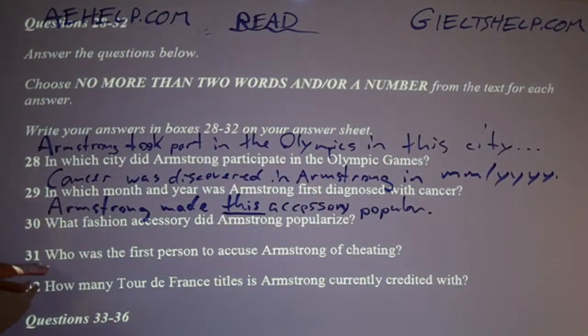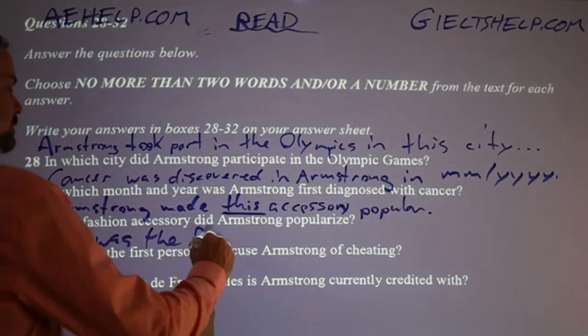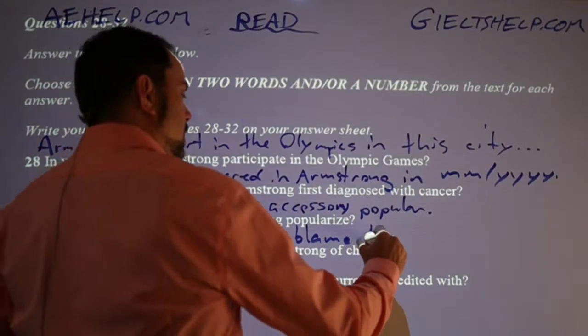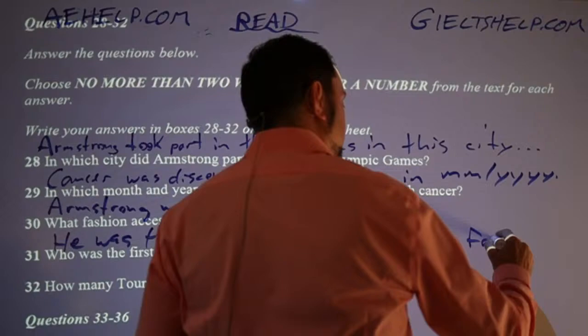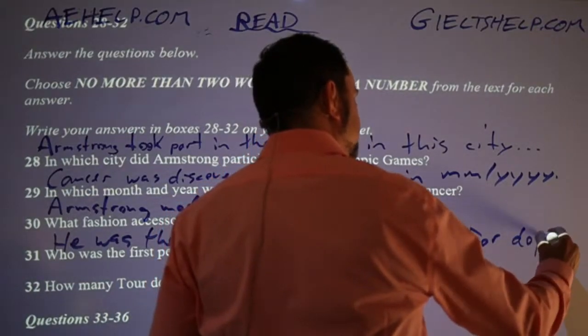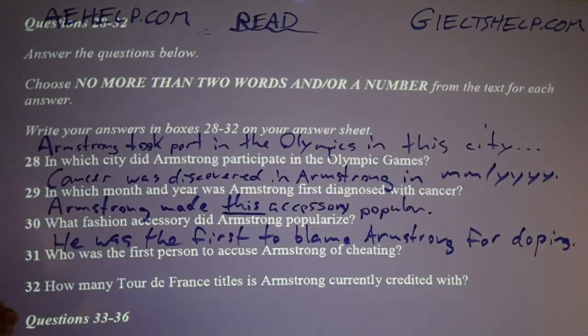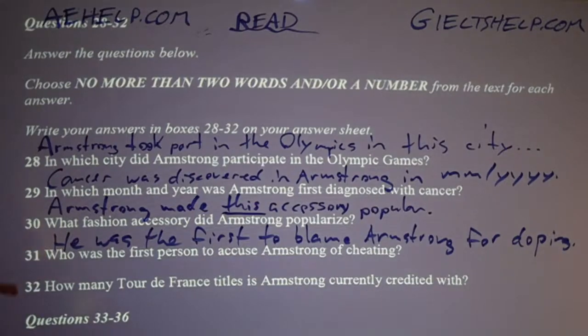All right, who was the first person to accuse Armstrong of cheating? He was the first to blame Armstrong for doping. Okay, so we talked about doping, using those illegal drugs. That might be the right idea. So again, that's how I paraphrase it.